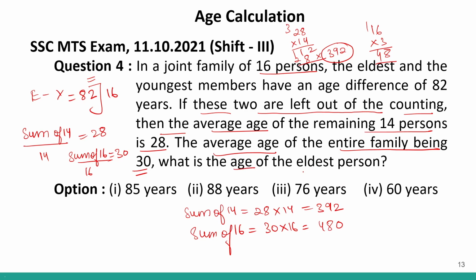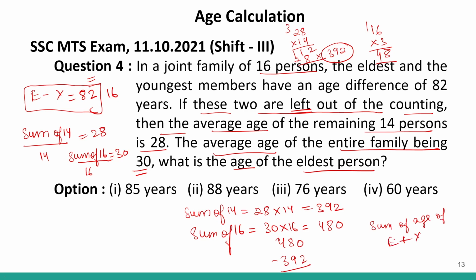We have to find the age of the eldest person. So this is the relationship between the eldest and the youngest person. Correct? Based on this, I can find it because we have left out two people. Which two? We have left out the eldest and the youngest. So if I subtract 392 from 480, then I'll get the sum of the ages of the eldest plus youngest. Correct? Because these two were left out.